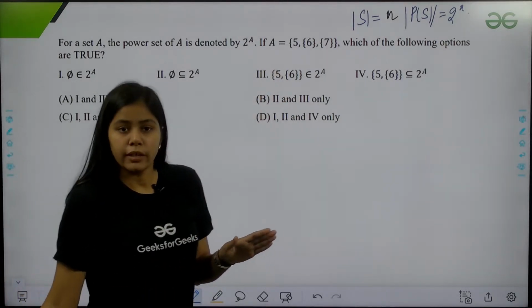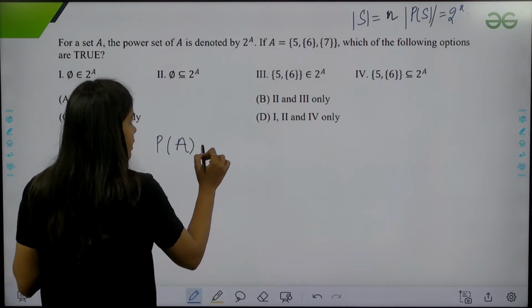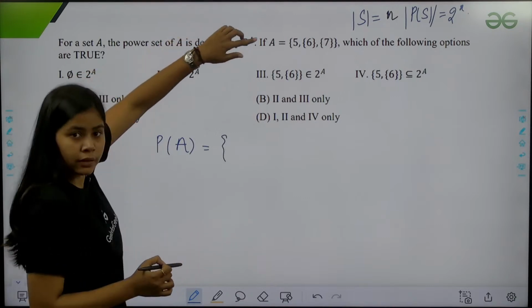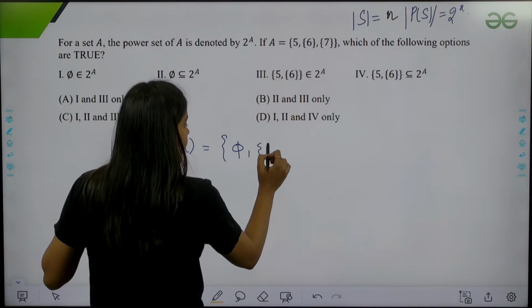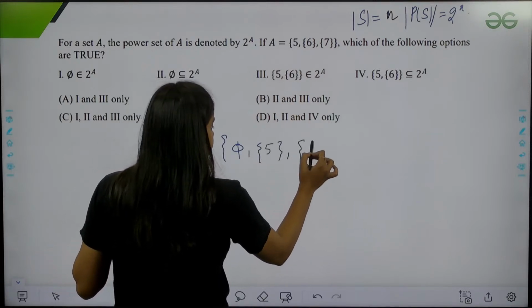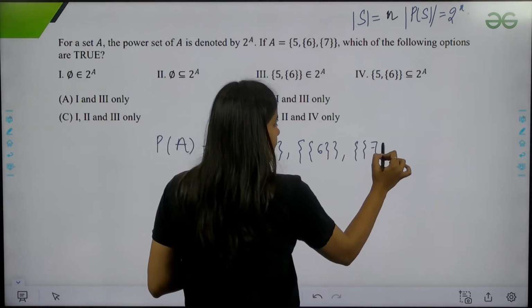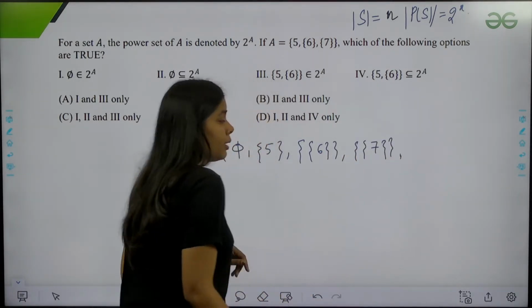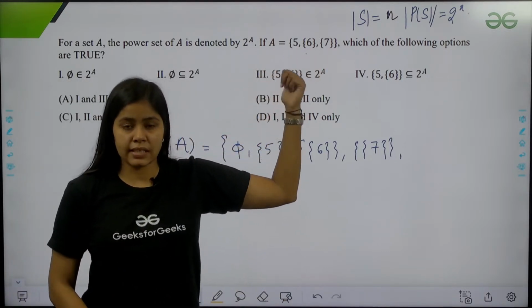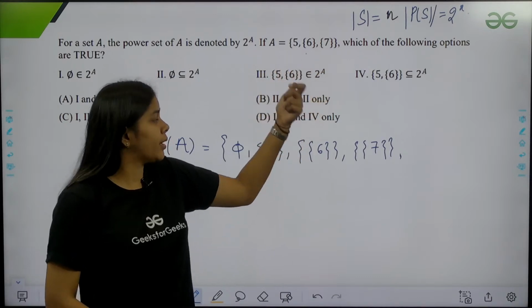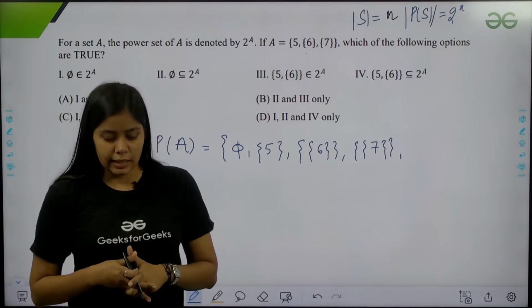By any method you can do that. Let me first write the power set of A. What is the power set of A? The subsets of A. Phi is a subset, right? Then I'll take all the singleton sets. What would I get? {5}, and then we have {{6}}, then we have {7}, right? Now just remember, because they have given us {6} as an element of A, you have to take double curly brackets here, when you are taking a single element, right?